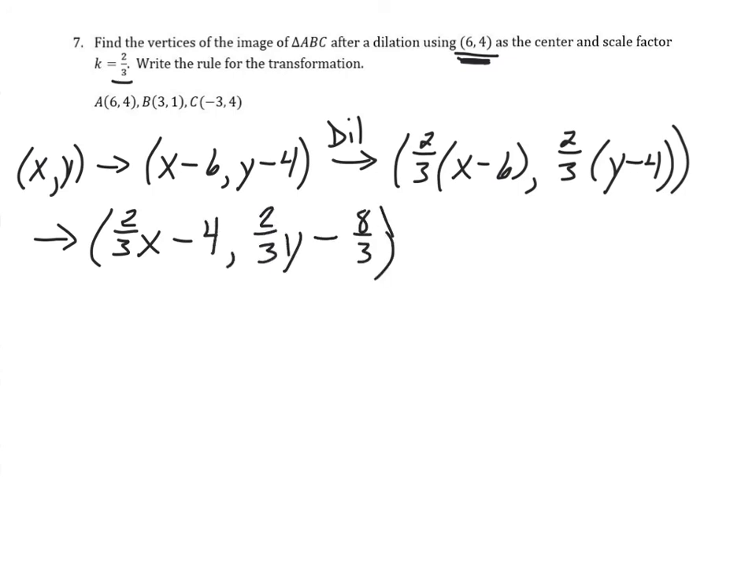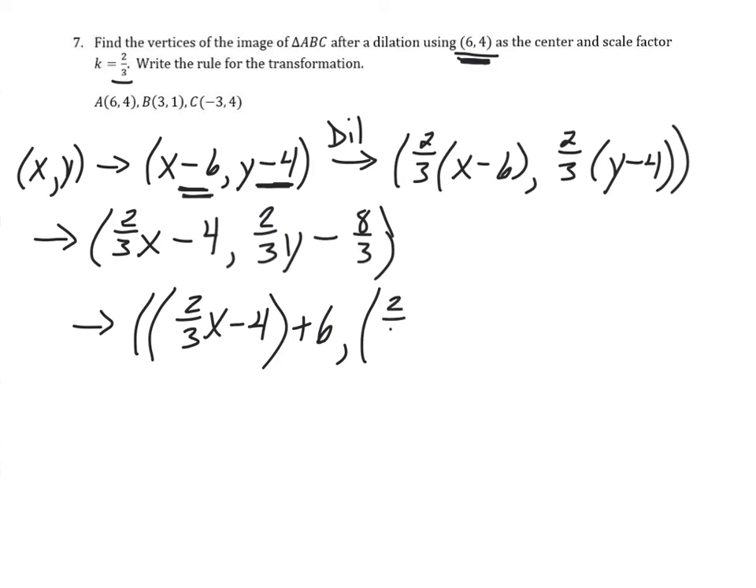Okay. The last thing I want to do for my rule is translate it back. So I'm going to do the exact opposite of what I did earlier. I'm going to write it down below just so I have a little bit more space. I'm going to add an extra parentheses, so I have 2/3 x minus 4, and then I'm going to add 6 instead of subtracting 6. Then I have 2/3 y minus 8/3. And in that case, instead of subtracting 4, I'm going to add 4.